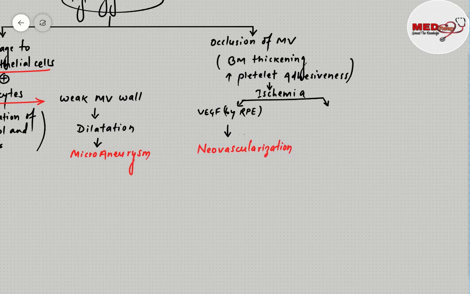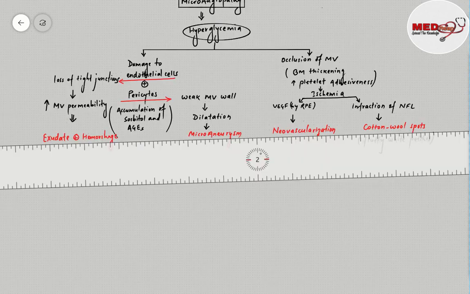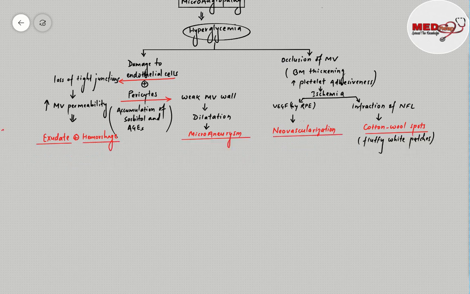On the other hand, ischemia may end up causing infarction of the nerve fiber layer, which will be seen in the retina as white fluffy patches, which we call cotton wool spots. So the exudates, hemorrhages, microaneurysms, cotton wool spots and neovascularization are the signs of diabetic retinopathy, which are seen in the fundus during the ophthalmoscopic examination.